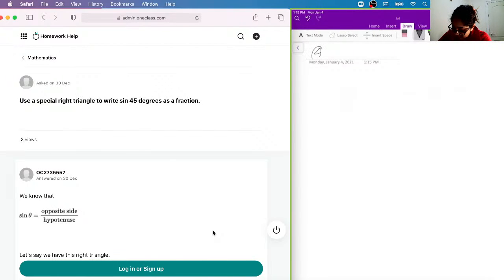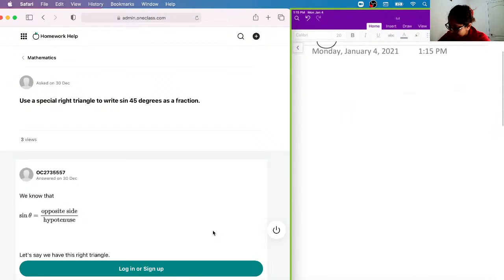So our next question here says, use a special right triangle to write sine 45 degrees as a fraction. Okay, so we recall that using a right triangle, let me draw out a right angle triangle.